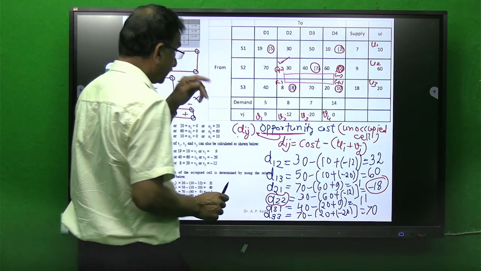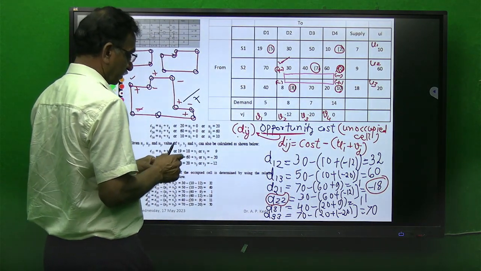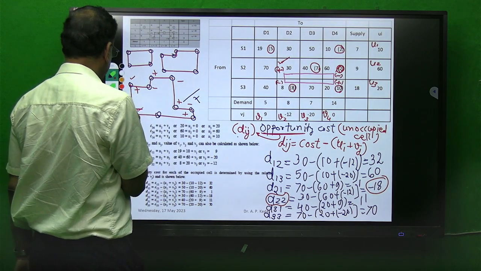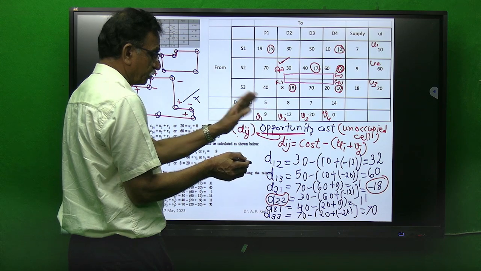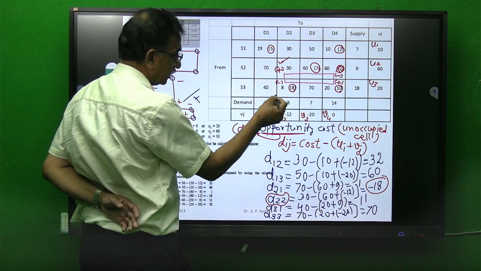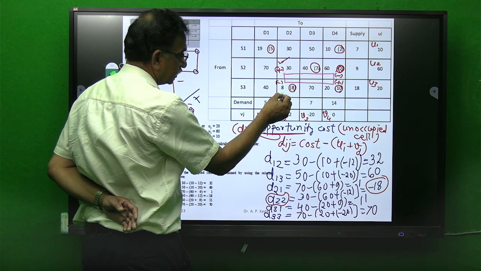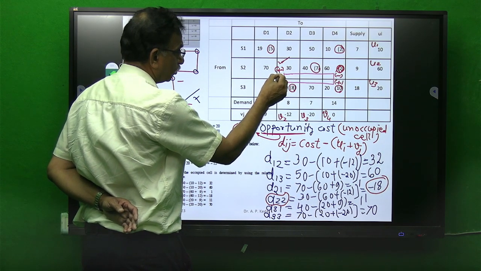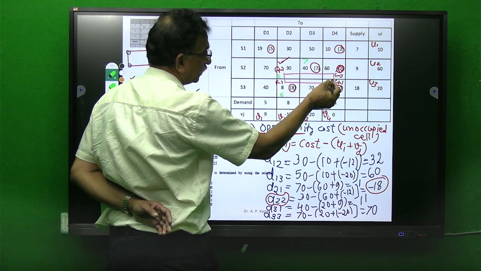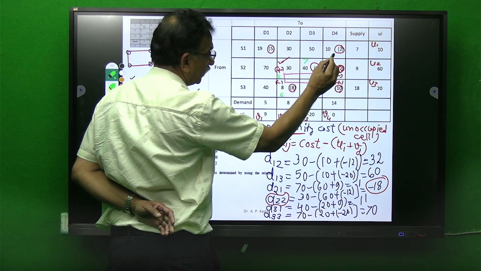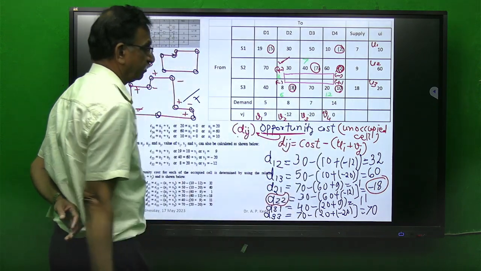So what we'll get in next iteration, that I will tell you. In next iteration, here I will write for better understanding, and then we'll switch over to the slide. So in next case, what I will get? Here I will get 8 minus 2, 6. Here I will get 2. Here it will be 7 as it is. Here it will be no value. Here it will be 10 plus 2, 12.